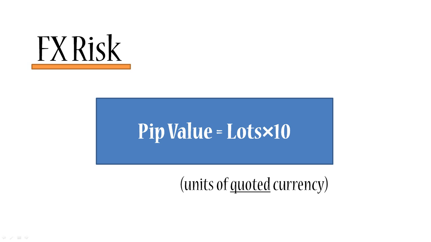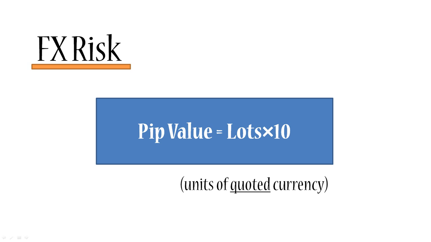What this means is that if your currency moves a certain number of pips and you have a transaction in the market at the time which has a volume equal to lots, where lots is the variable in our equation, then the value of every single pip will be equal to the number of lots in your transaction times 10, and it will be measured in units of quoted currency.